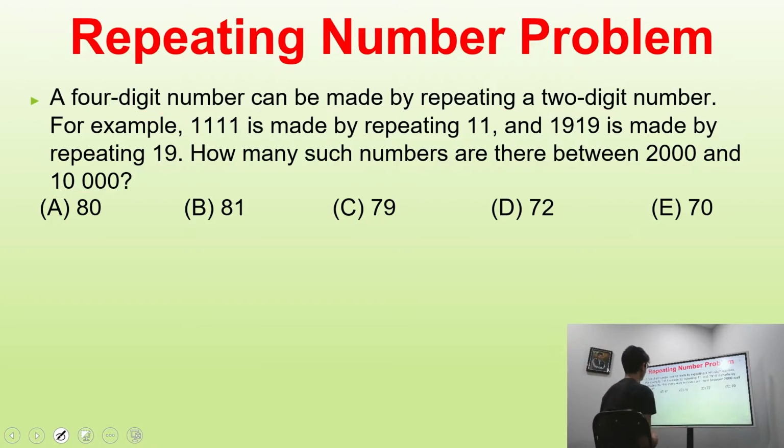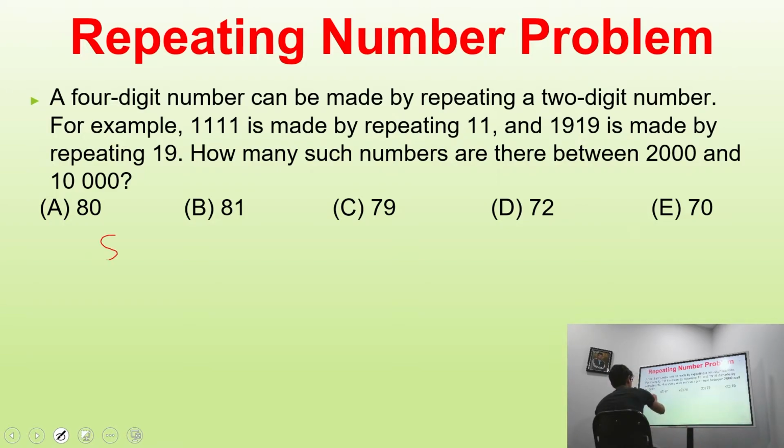Okay, just before we solve the problem, let's first understand what the question is asking once again. It says a 4-digit number can be made by repeating a 2-digit number, and it shows an example, 1111 is made by repeating 11. That's one clue for our question, and basically we need to find out how many such numbers there are in between 2,000 and 10,000. So we're going to divide this question and solve it in different parts.